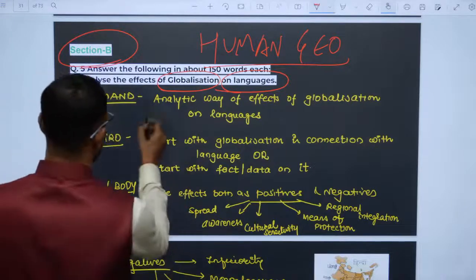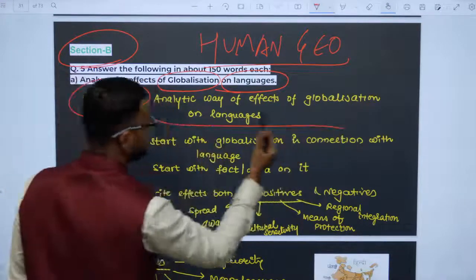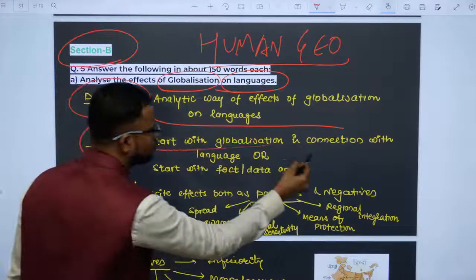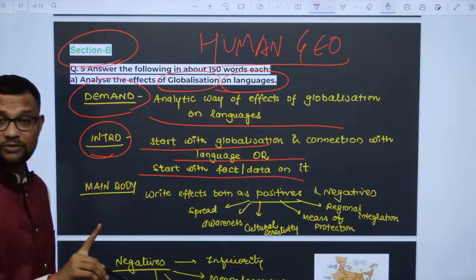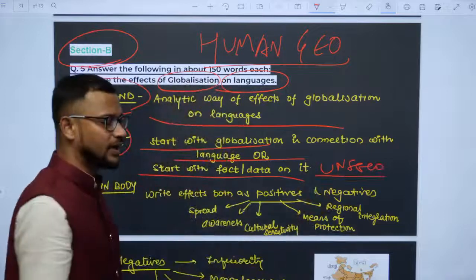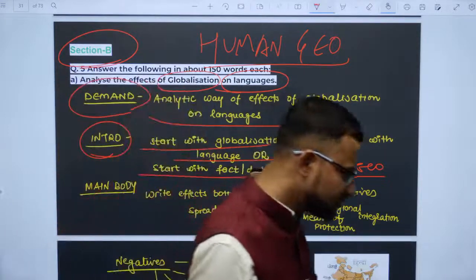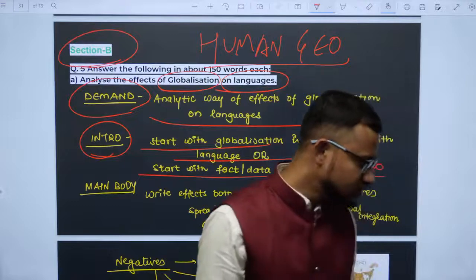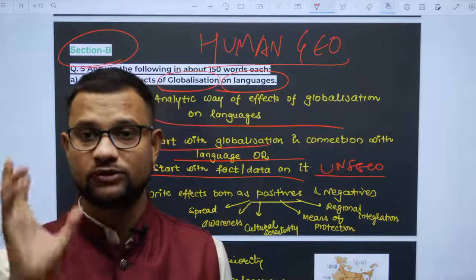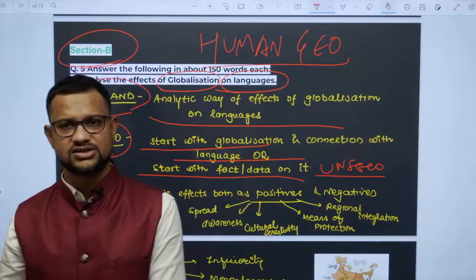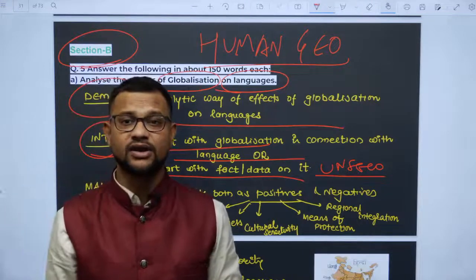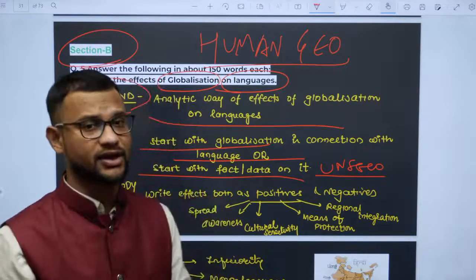So look, the demand is clearly given: effects of globalization on languages. So in the introduction, write about globalization or any fact if you have with you, write a fact of UNESCO. Always guys, do remember that whenever you are writing any fact and data, you will be writing or mentioning the source also, okay: source UNESCO, United Nations, World Economic Forum or anything as such, right. So that will give an edge in your answer, and authentication also.